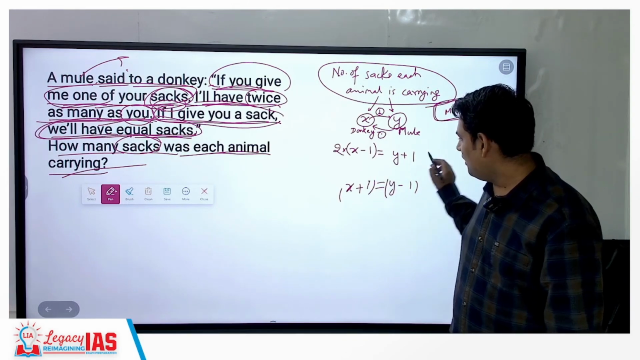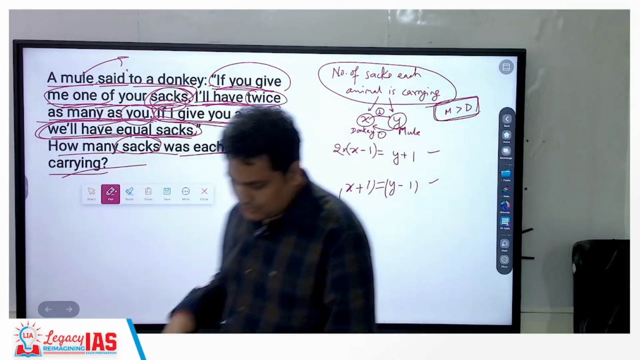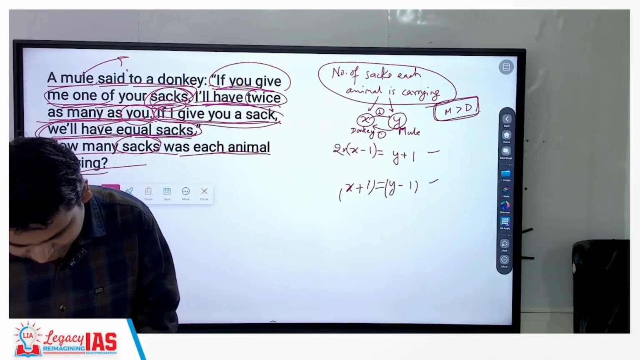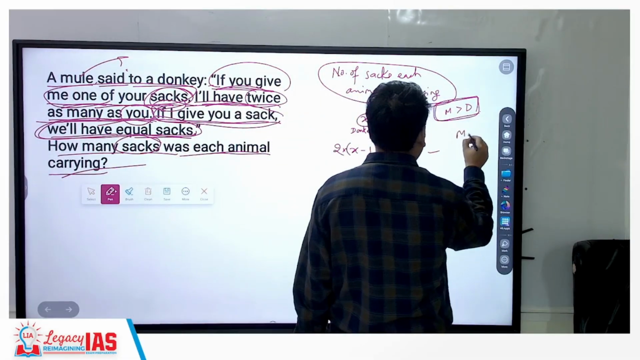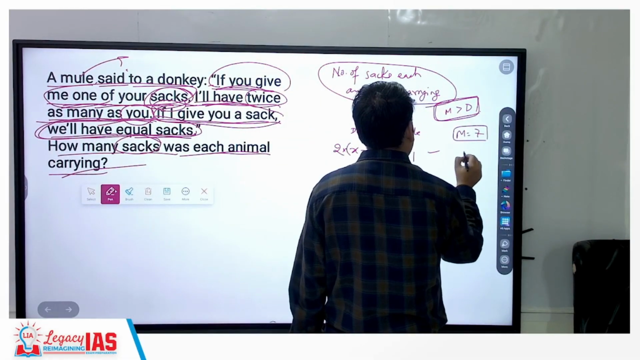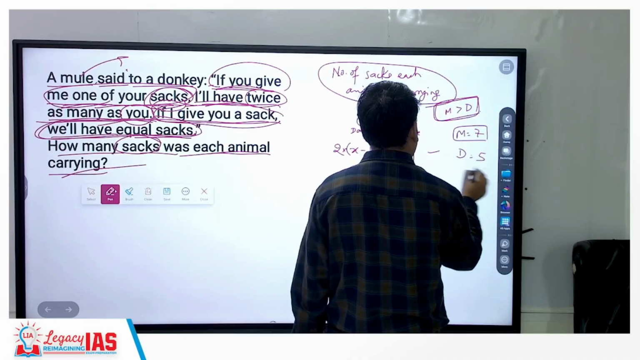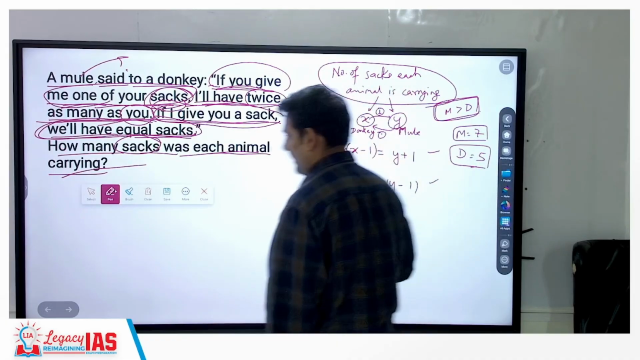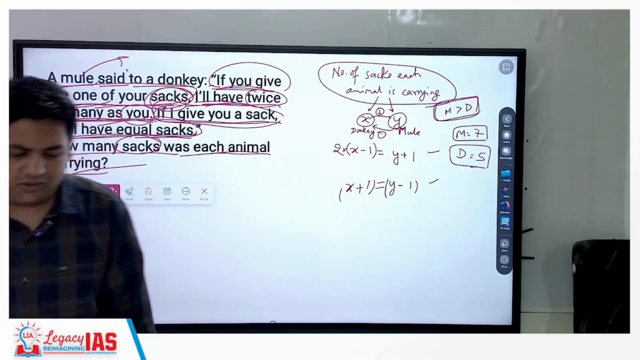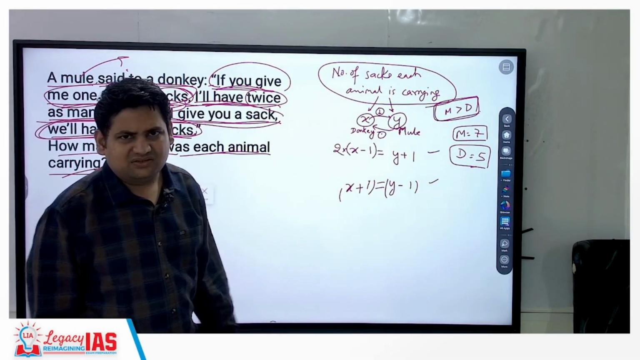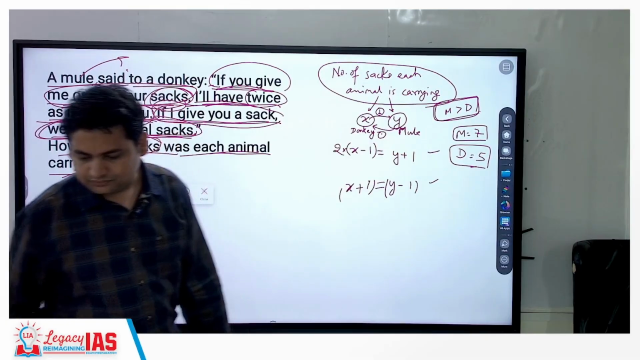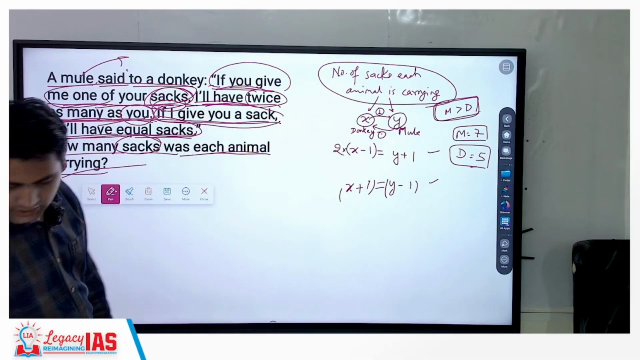This you can easily solve. I think the answer that you get is the mule had originally 7 sacks and the donkey had 5. You can solve it and get to it. Main part was the formulation. This you can always solve. Understood? Then next.